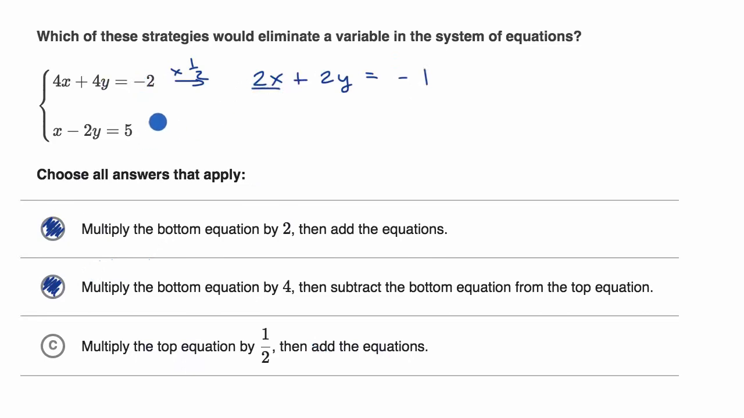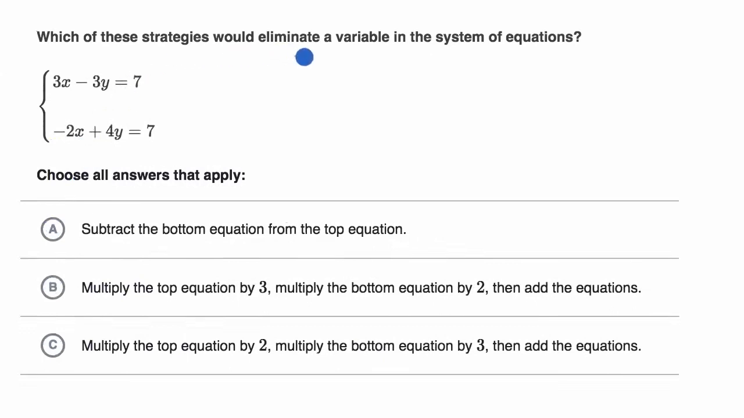So 2x plus x is going to be 3x. So that's not going to eliminate the x's. 2y plus negative 2y. Well, that's going to be no y's. So that actually will eliminate the y's. So I like this choice as well. So actually all three of these strategies would eliminate a variable in the system of equations. And this is useful to see because you can see there's multiple ways to approach solving a system like this through elimination. Let's do another example.